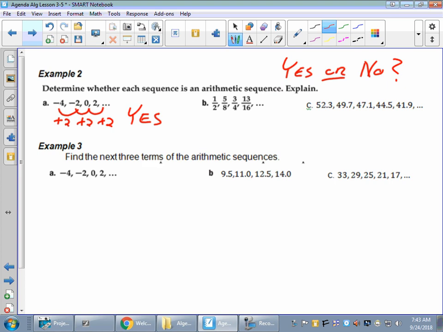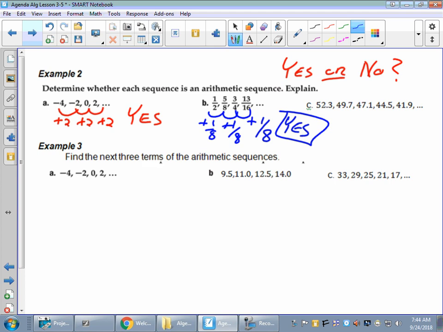But what it should come out to here is that from 1/2 to 5/8 is a +1/8. And then from 5/8 to 3/4 is also +1/8. And then 3/4 to 13/16 is also +1/8. So this would also be a yes. And you can check the math on a calculator, or if you don't have a calculator function that does that, then you got to find a common denominator and add or subtract those.